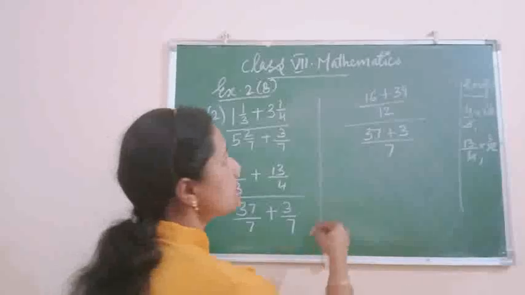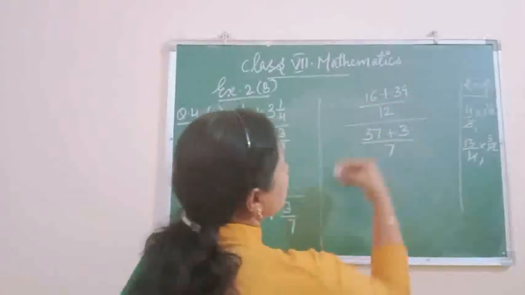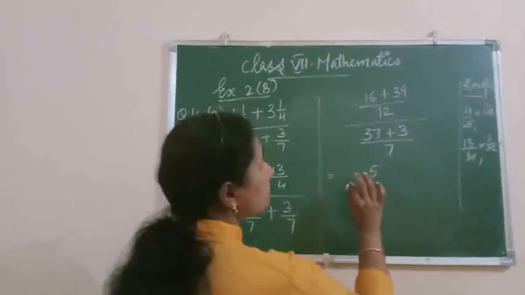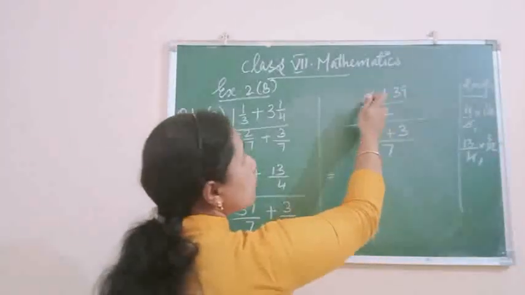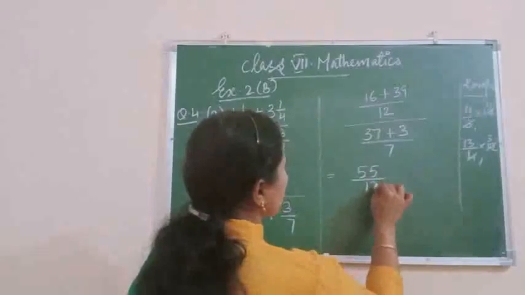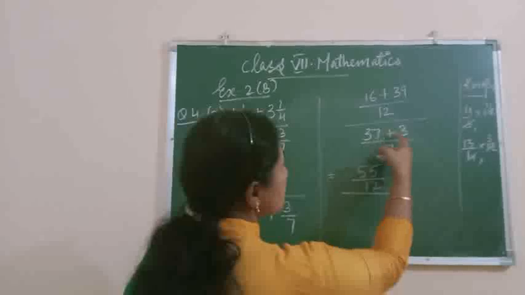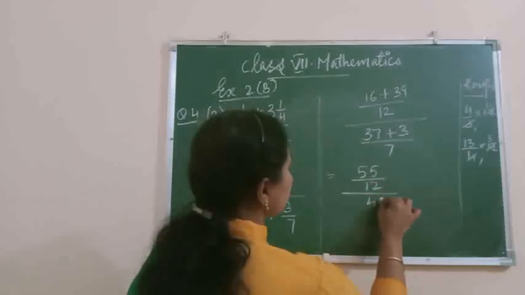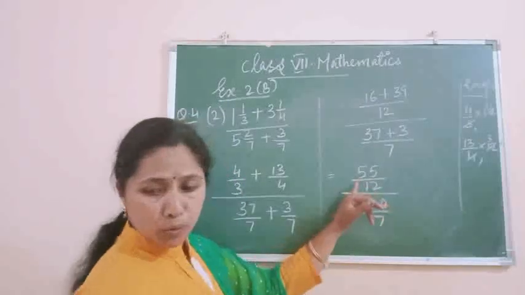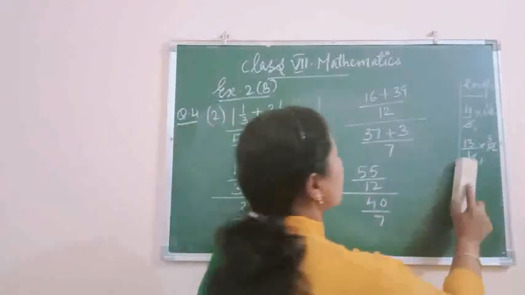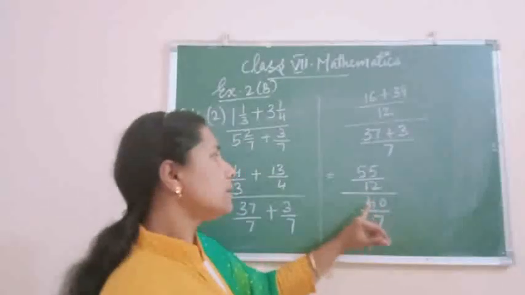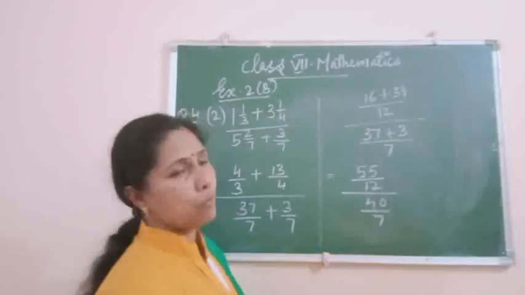Now we are solving this. 16 plus 39: the answer will be 6 plus 9 is 15, 1 remainder. 3 plus 1 is 4, plus 1 is 5, so 55 upon 12. 37 plus 3 is 40 upon 7. Then now you got both as a single improper fraction. The numerator is 55 upon 12 and the denominator is 40 upon 7.